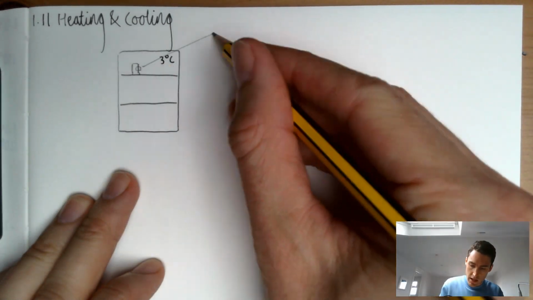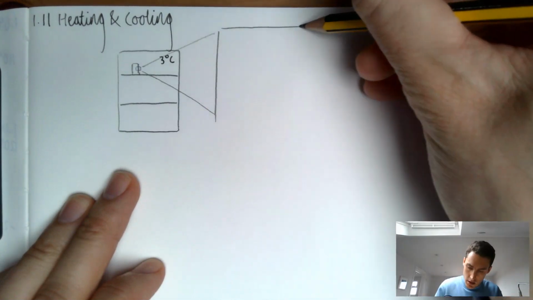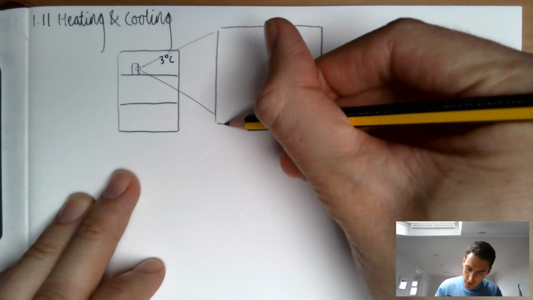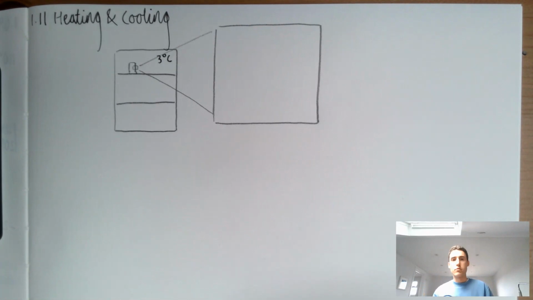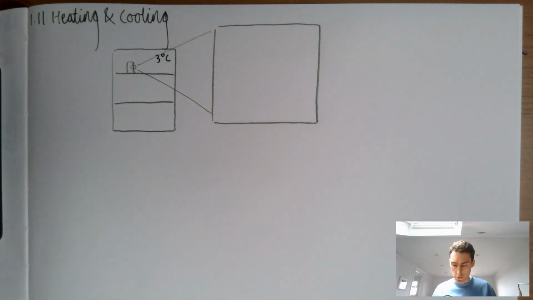So when I zoom in here like this and draw this box to show what's going on at the micro level, because remember, as scientists, what we're trying to do is explain what's going on at the macro level, what we can see, in terms of things at the micro level, things that we can't see.